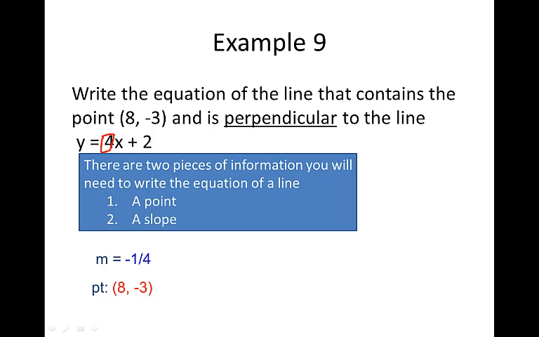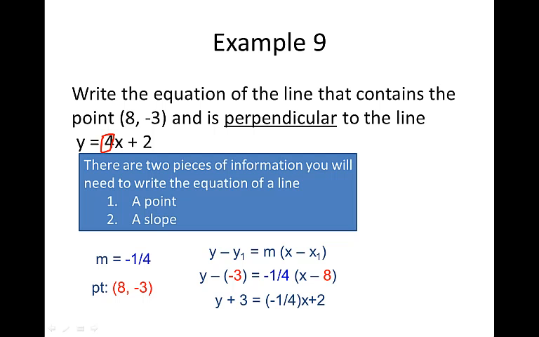Now you're just going to plug everything into the point-slope form. So y minus y1, so y minus negative 3 equals negative 1/4 times x minus 8, and then solve for y. Y plus 3 equals, we'll distribute that negative 1/4 through. Be careful with your signs. Make sure negative 1/4 times negative 8 is positive 2. We'll subtract 3 from both sides, and we get y equals negative 1/4 x minus 1.